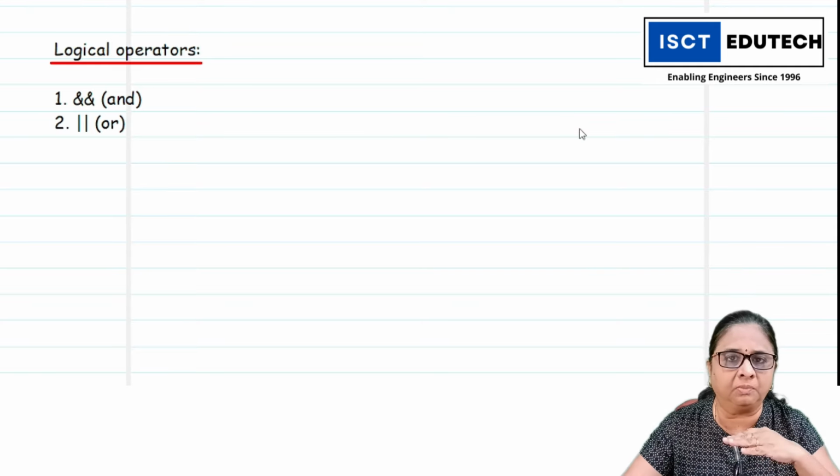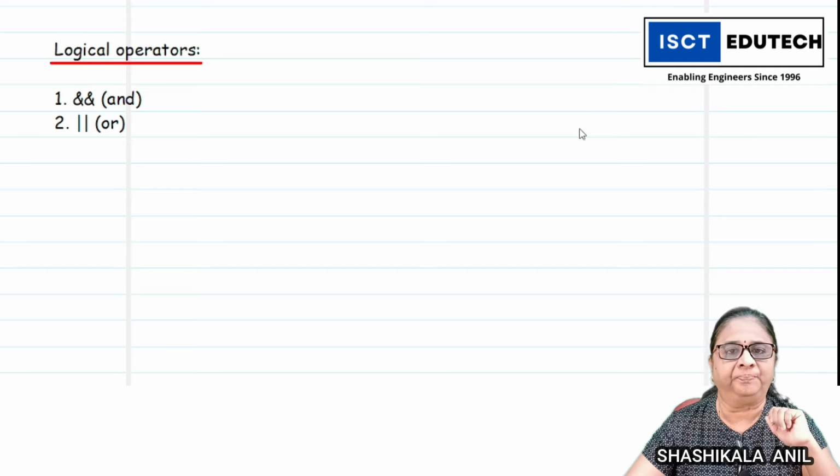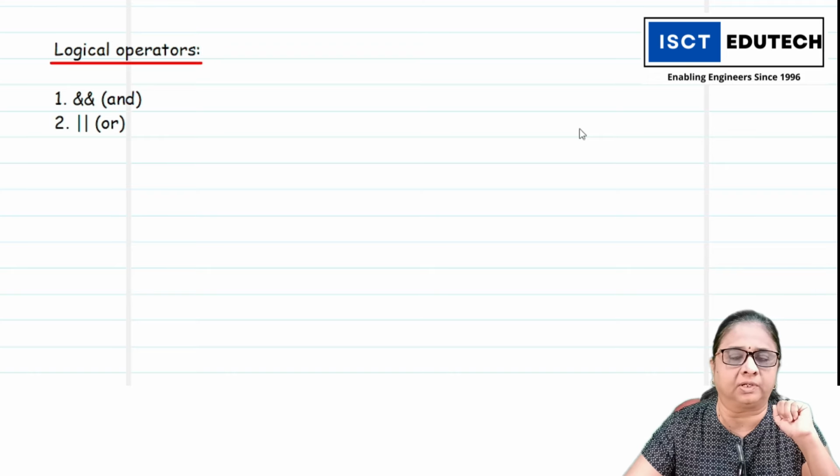Now we will be using one more type of operator known as the logical operator with your conditions. We have two types of logical operators. The first one is AND, the second one is OR. AND is written as double ampersand, OR is written as two vertical lines, or we also call it a pipe. Now, when should we use these logical operators?